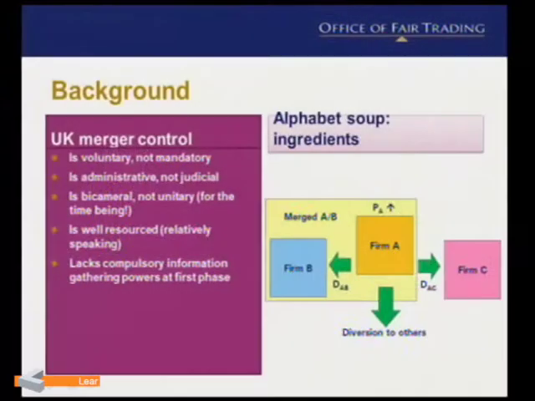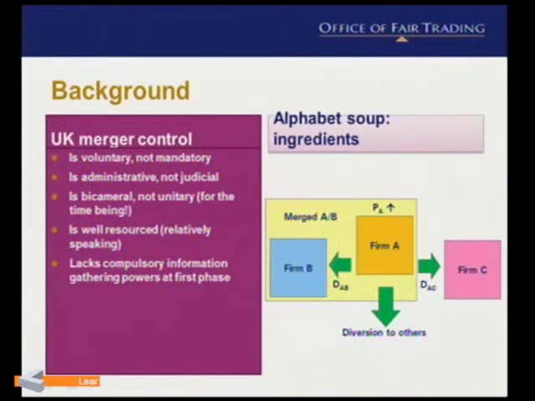The system is administrative and not judicial, so we have decision makers at first phase and second phase who are well-versed in the language of economics, and in fact, maybe economists themselves. I'm a mergers decision maker, for example. The system is bicameral and not unitary. For the time being, at least, we have two authorities, ourselves and the CC. And that means we have the possibility of first phase outcomes, first phase undertakings in lieu of reference, as was discussed this morning. And that gives us leverage over first phase outcomes in a way that I think other systems don't have.